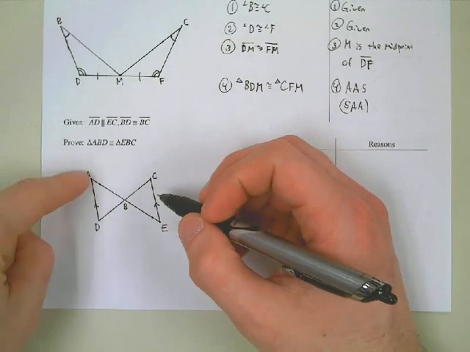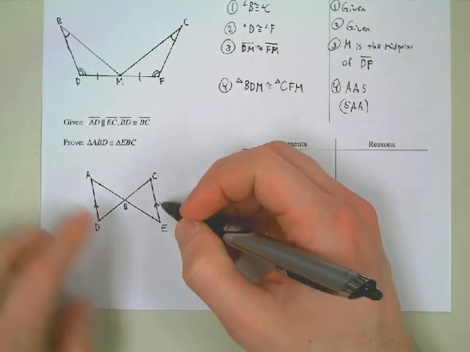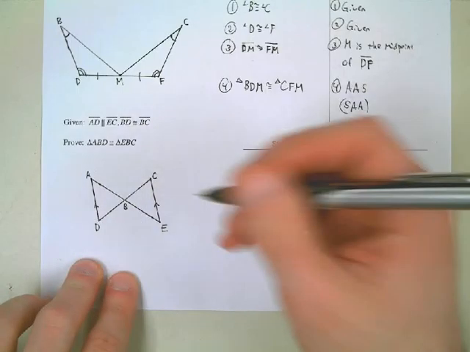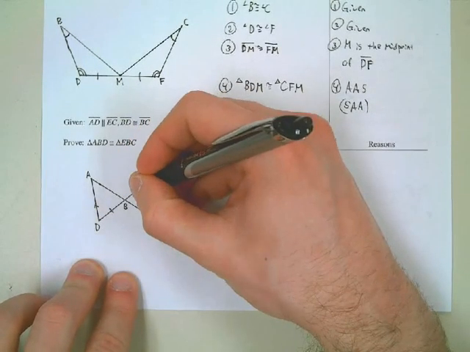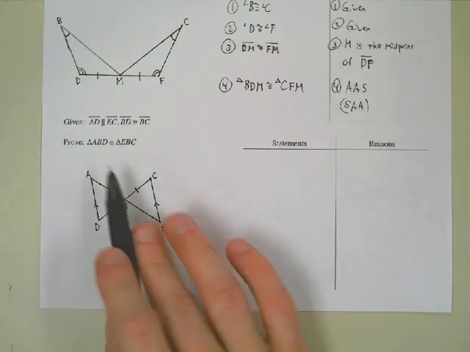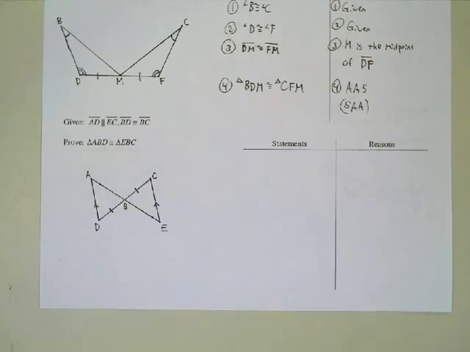Okay, BD is congruent to BC. So we know this is congruent to that. And we want to show the triangle ABD is congruent to triangle EBC. So these two triangles there. All right, so right now, how many congruences do I have marked on my triangle?